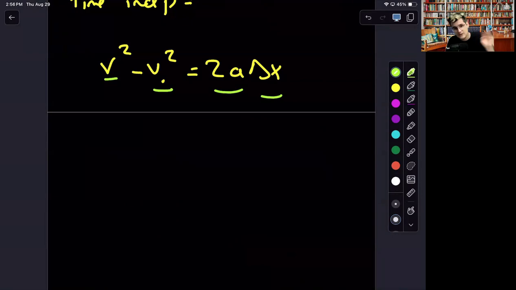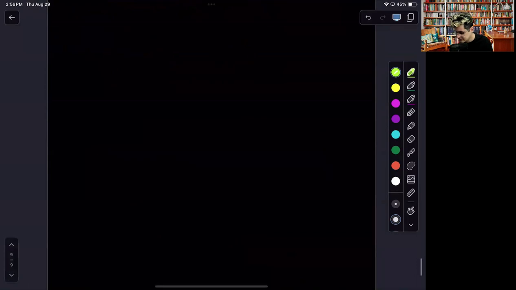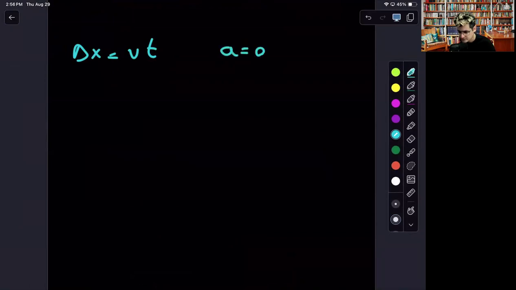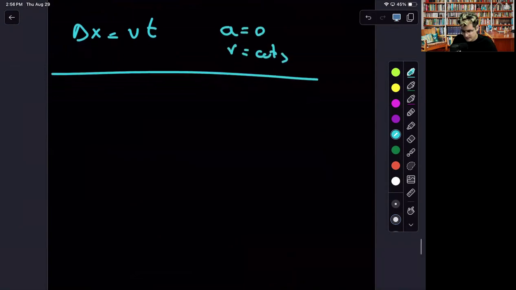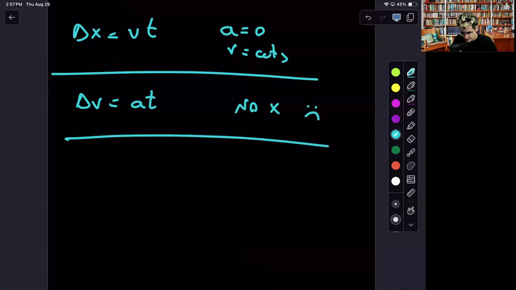You see? So you have 4 important formulas. Let me wrap them up and review all of them. So delta x is equal to vt. This formula is very simple, but you can only use it when a is equal to 0 or v is constant. First formula. The second formula is delta v is equal to at. This is a great formula, but there is no x in it. Make sense? And the third formula is delta x is equal to 1/2 at squared plus v0t.